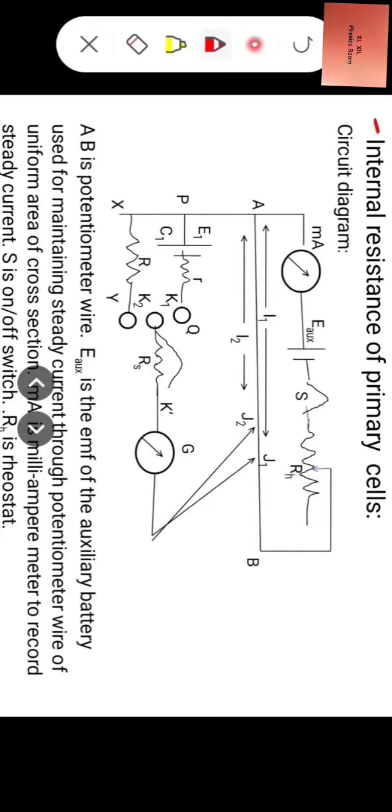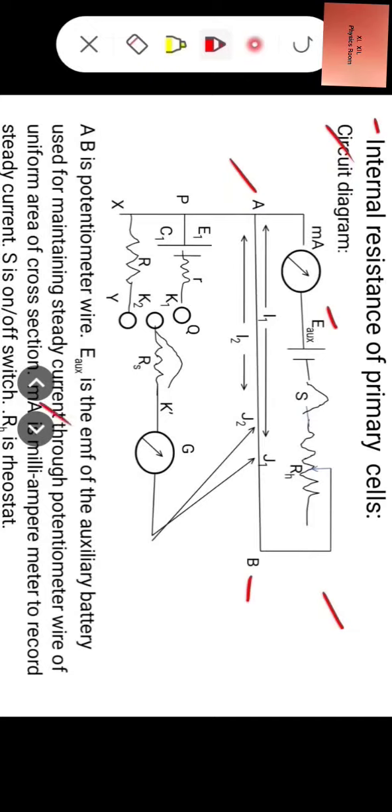Now to proceed with, first we draw the circuit diagram. Circuit diagram for determining internal resistance of primary cell is as shown. AB is potentiometer wire, EAUX is the EMF of the auxiliary battery used for maintaining steady current through potentiometer wire of uniform area of cross section.